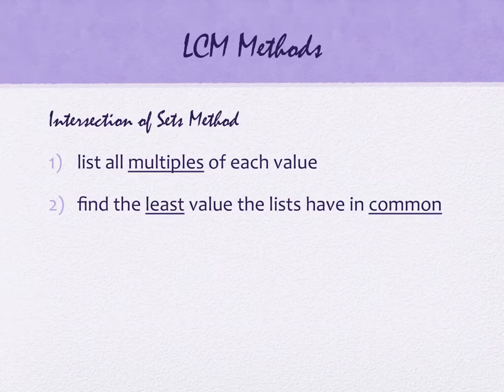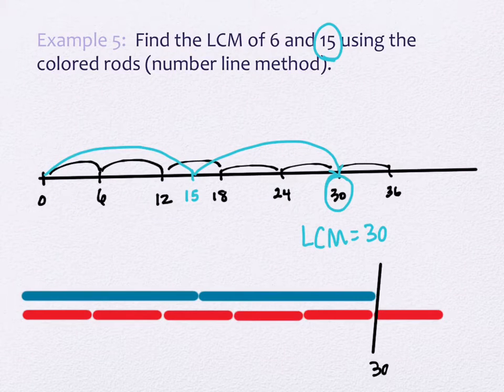This next one is actually a really good abstraction of the previous method. So this is the intersection of sets. Now we had an intersection of sets method with the greatest common divisor. This one works a little differently. This one actually works more like our pirate problem that you guys brought up from the last homework set. What you do is you list all the multiples of each value, and then you find the least value the lists have in common. So very much like this problem, instead of drawing the picture for what we're doing, we would just list the numbers that were on the number line.